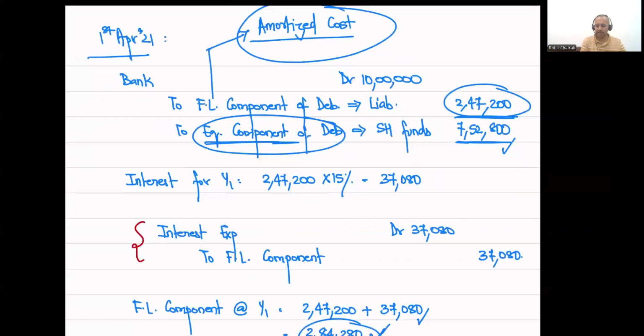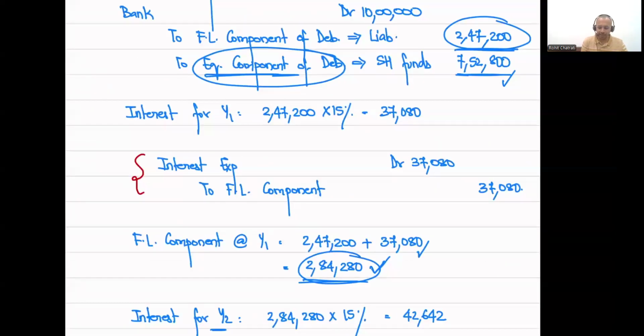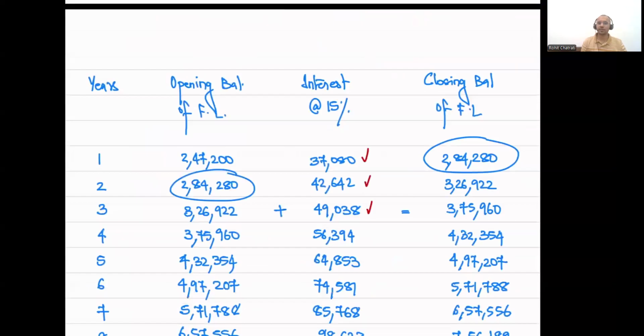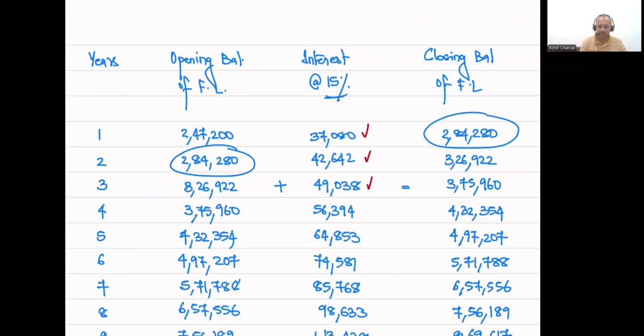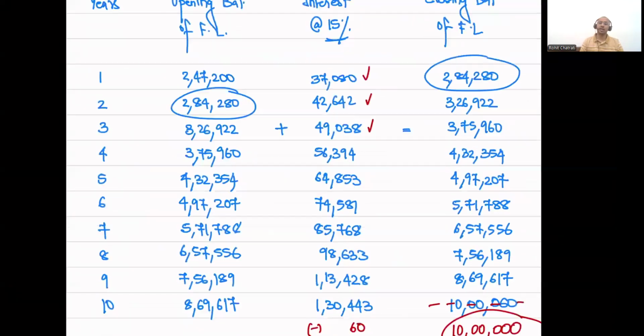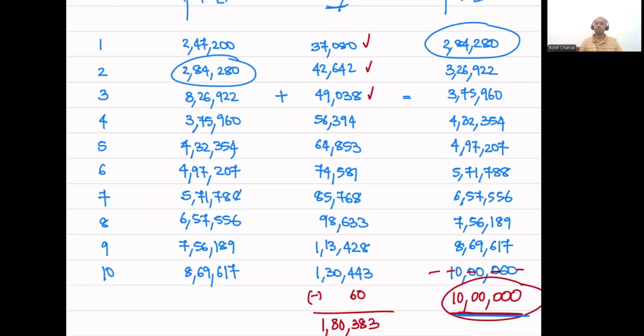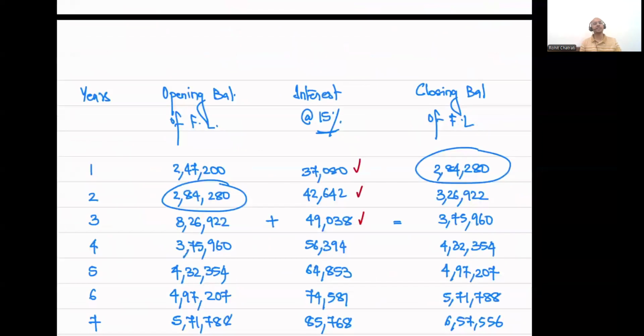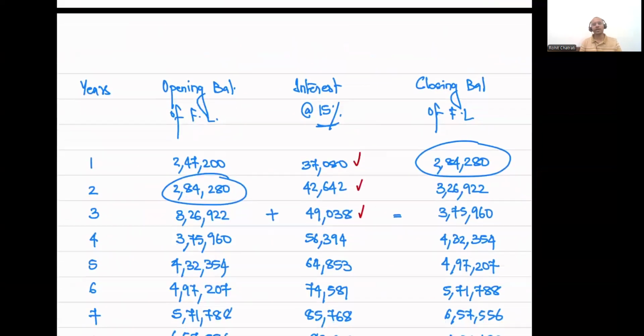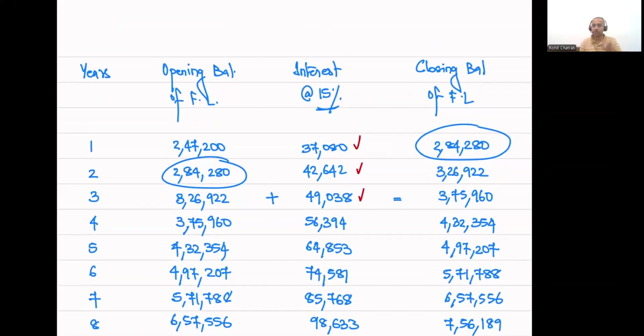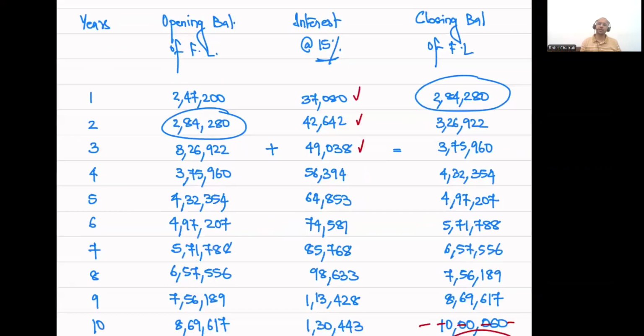The expense in the P&L account is going to be represented by the interest that we have calculated. Whatever interest we have calculated at 15 percent on this financial liability, only that is going to be reflected in the P&L account. Any payment of coupon of 15 percent that we make will not appear in the P&L account. Instead, that will be debited to shareholders' funds, just like how dividend is debited to shareholders' funds.